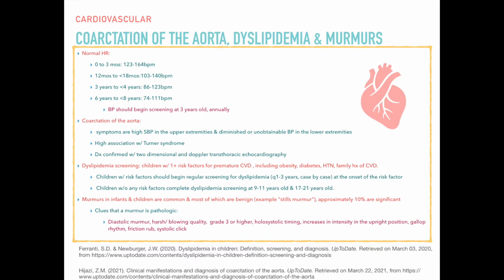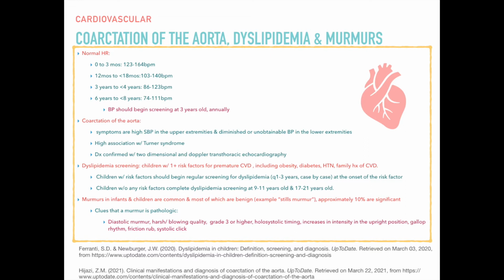So coarctation of the aorta, these patients will have symptoms of high systolic blood pressure in their upper extremities, and then diminished or even unobtainable blood pressure in the lower extremities. This has a high association with Turner syndrome, and diagnosis is confirmed by echo.